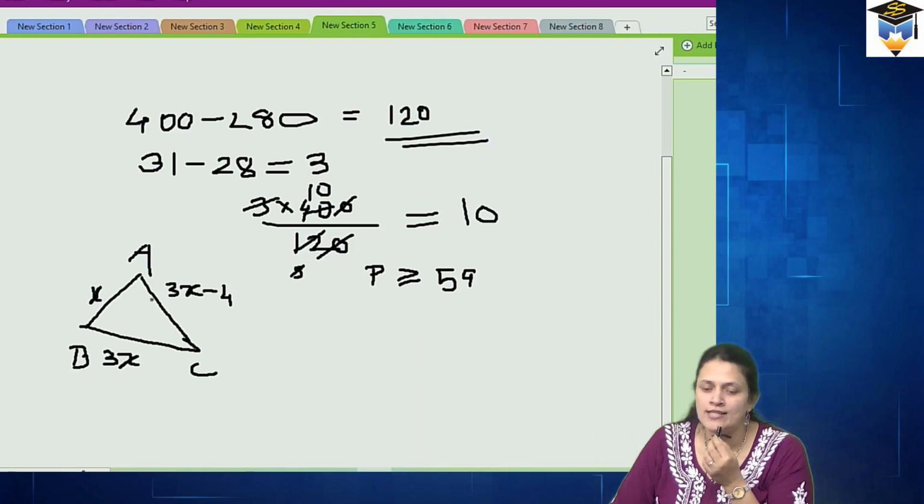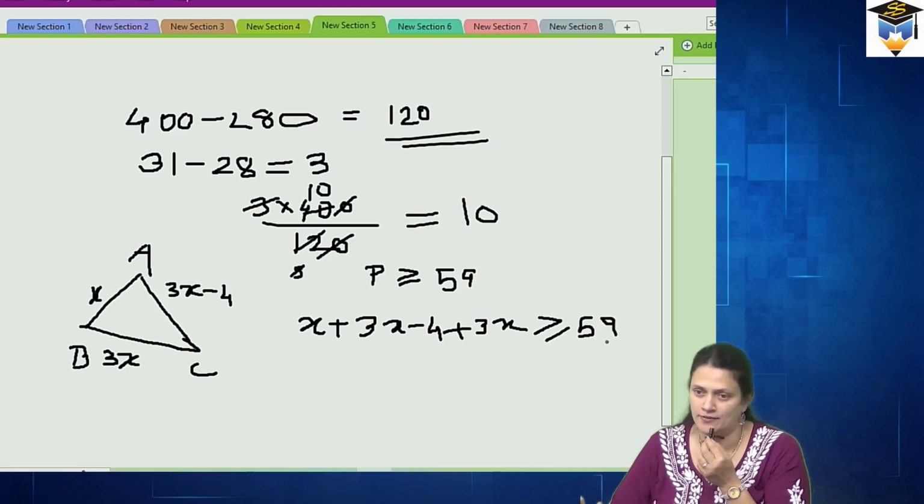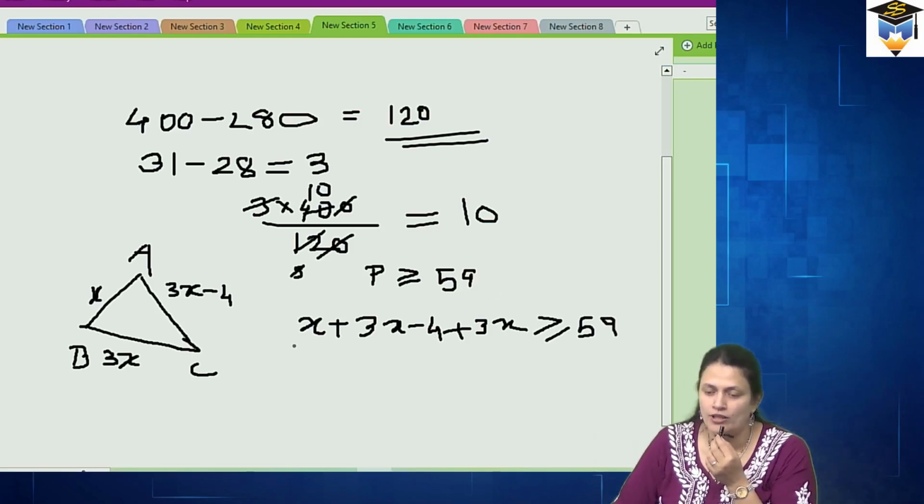So now perimeter is what? Sum of all sides. So I'm going to add all 3 sides: x plus 3x minus 4 plus 3x is greater than or equal to 59. So first find out x so that you can find out all 3 values of the triangle. Now if we add, what is the coefficient of this? 1. What is the coefficient of this? 3. 3. So 3 plus 3 plus 1, that is 7x minus 4 is greater than or equal to 59.